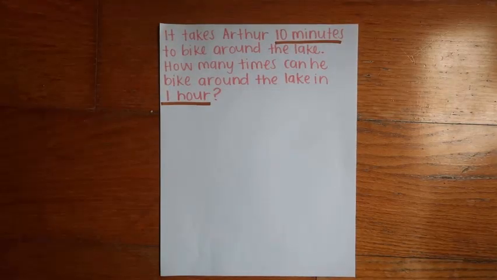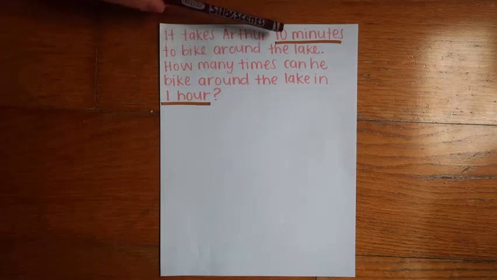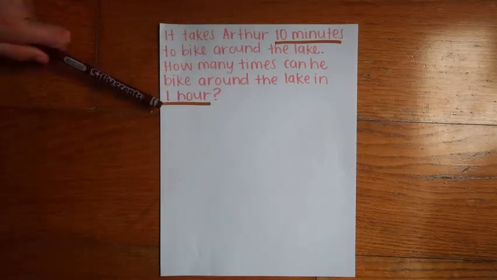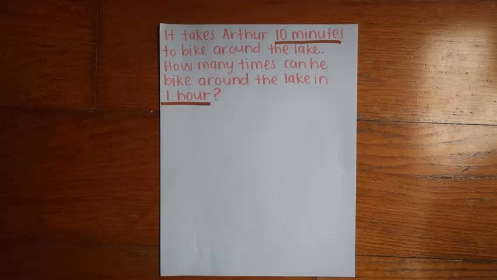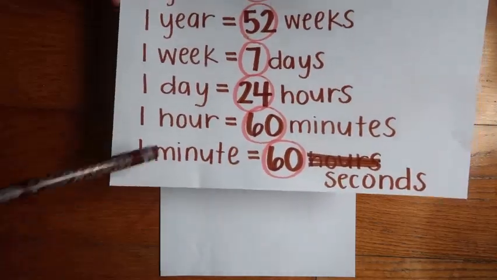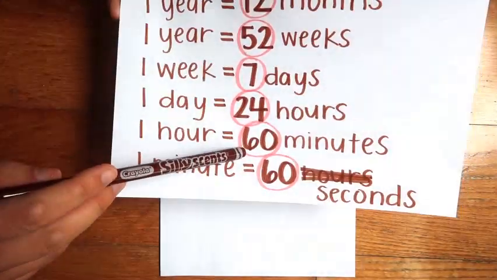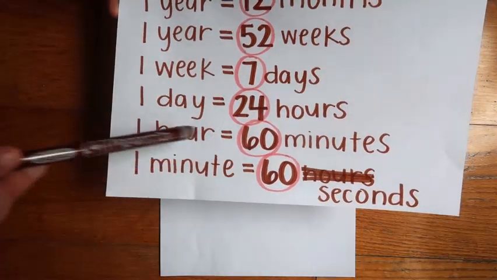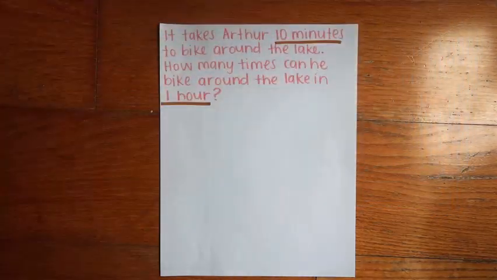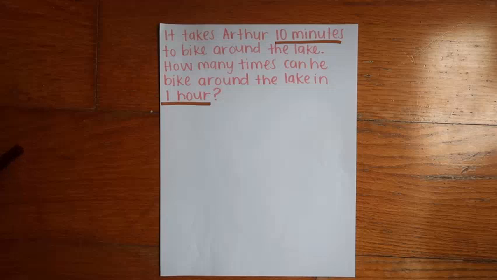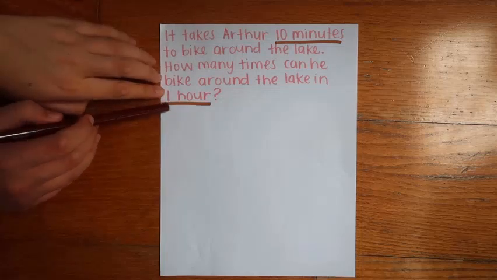All right, so for this problem here, it says it takes Arthur 10 minutes to bike around the lake. How many times can he bike around the lake in 1 hour? Again, I've underlined there's 10 minutes, 1 hour. So chances are we are going to be using the conversion 1 hour equals 60 minutes. And that's going to be an important part of this problem here. We know that 1 hour is 60 minutes.